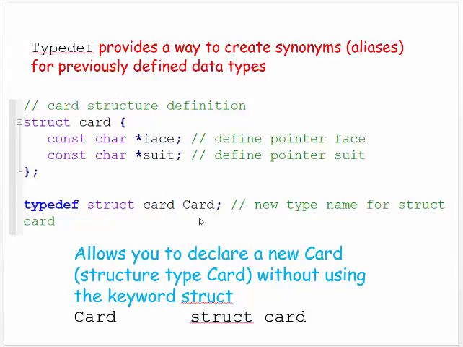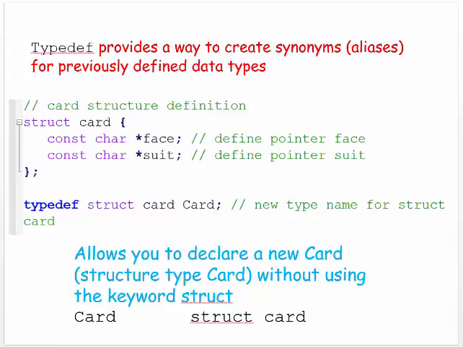And then I have this word with a capital C, a new word. This is our alias that we're creating with a capital C. What it's allowing you to do is declare a new card in your program without having to use the keyword struct. In other words, Card, right here with a capital C, is an alias or a synonym for typing struct card when you are creating a new card structure in your program. So I'll give you an example right here.